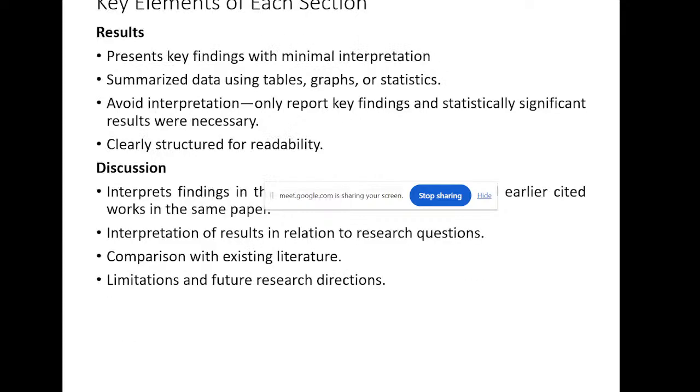And then after that, the next part is of course results. So now you'll notice one thing about the results in terms of the issue of the literature review. So here you present key findings with minimal interpretation, and I'll explain how. And then summarize data using tables, graphs, or statistics depending on your approach. And then avoid interpretation of irrelevant data. So only report key findings and statistically significant results. So if you remember on the conceptual framework, that video that we saw, it was mentioned that you only explain the results that are related to your objectives and nothing else.